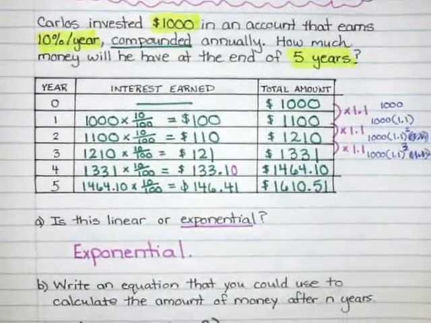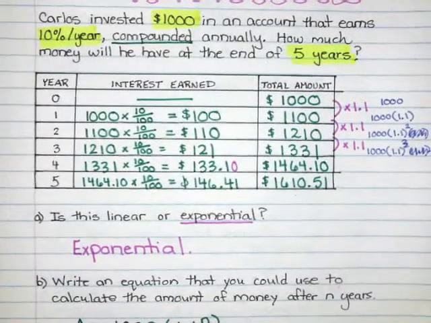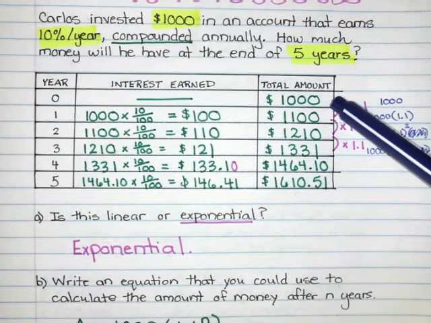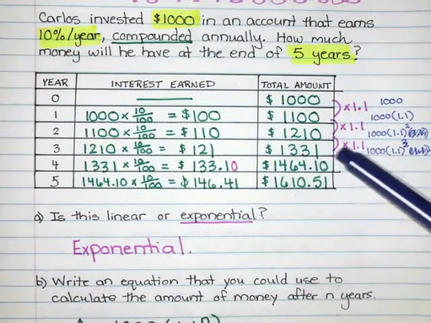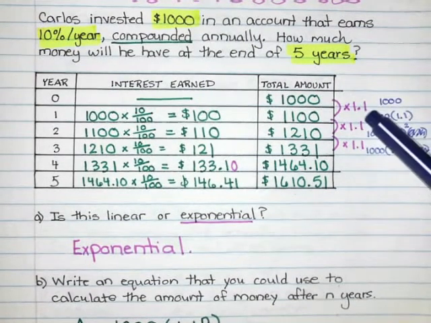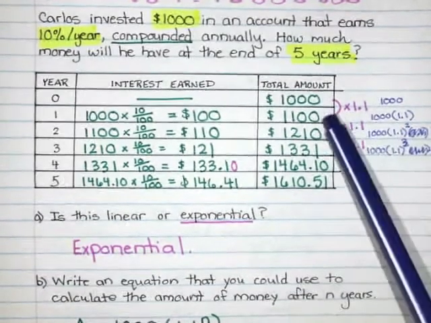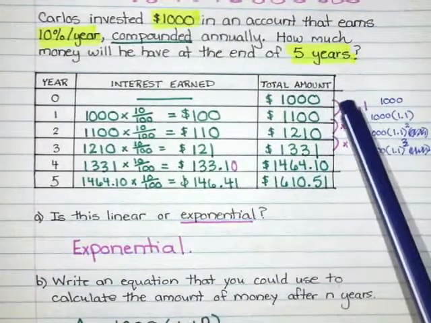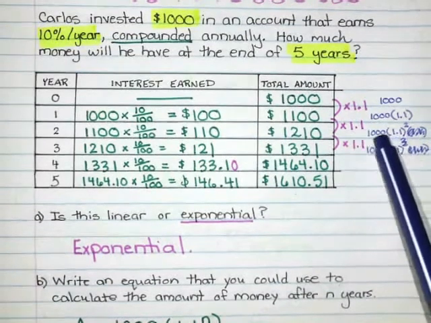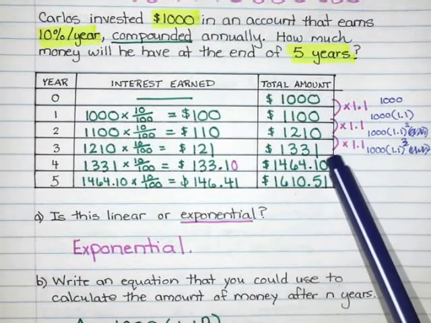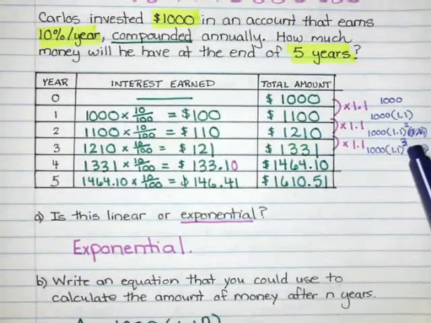Our next question says, write an equation that you could use to calculate the amount of money after n years. So when I take a look at how we're calculating the money, we're starting with $1,000 and then repeatedly multiplying by 1.1. So it's definitely going to involve $1,000 and then multiplying by 1.1. To get my first entry in year 1, we multiplied by 1.1 once. In year 2, we would have multiplied by 1.1 twice. So it would be 1,000 times 1.1 squared. And then in year 3, we multiplied by 1.1 3 times. So it would be 1,000 times 1.1 cubed.